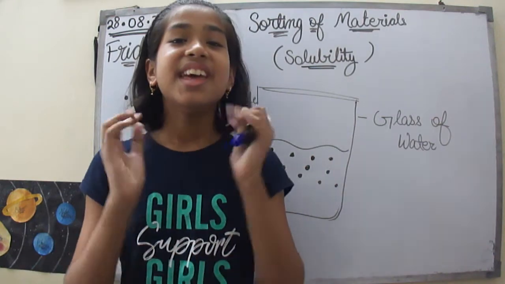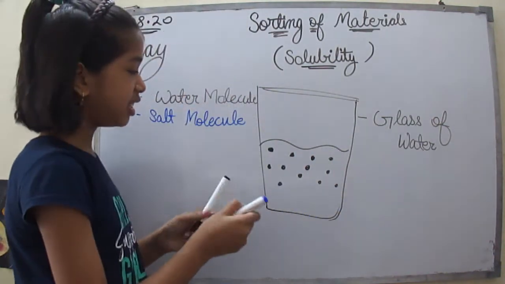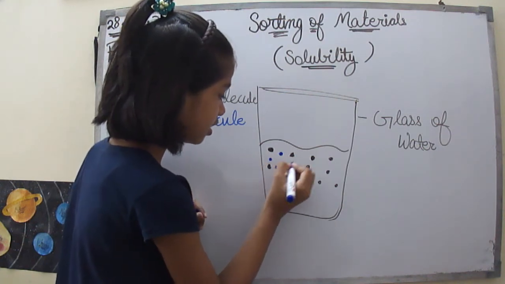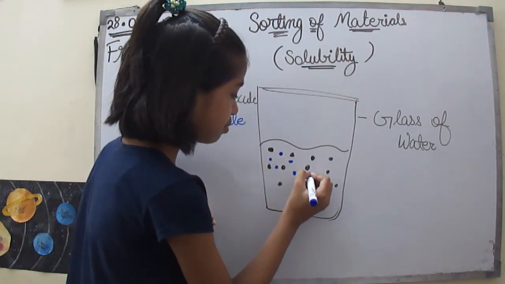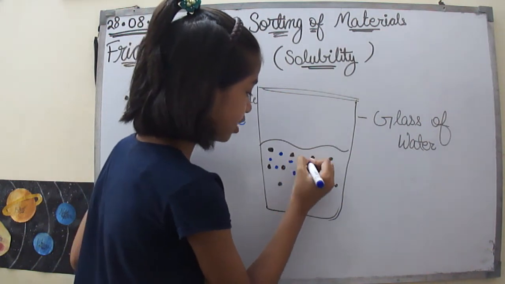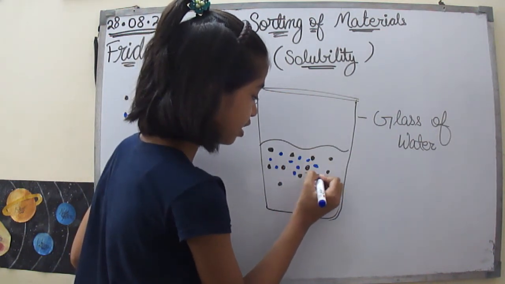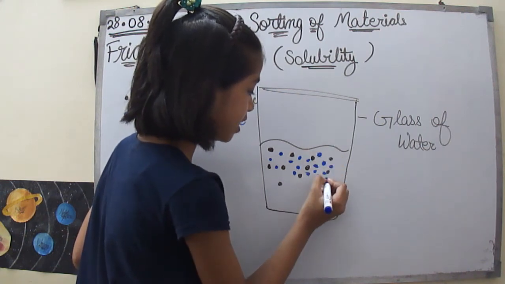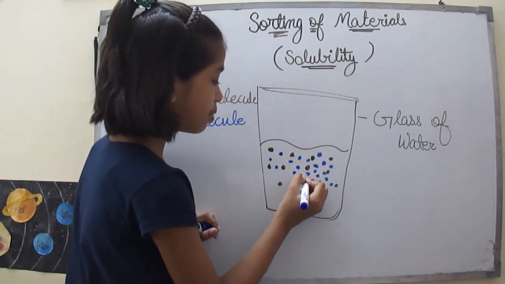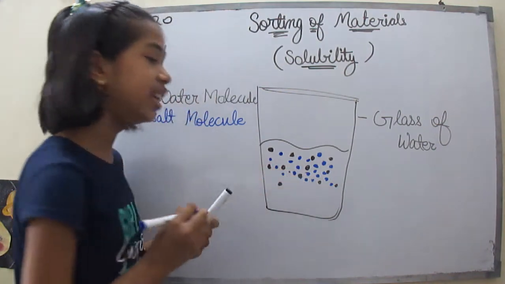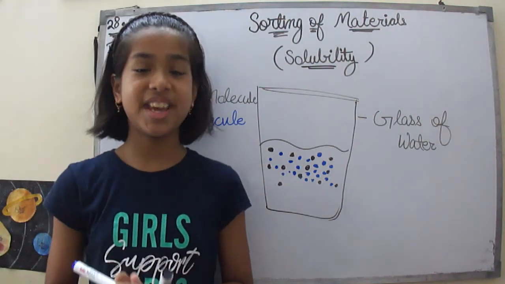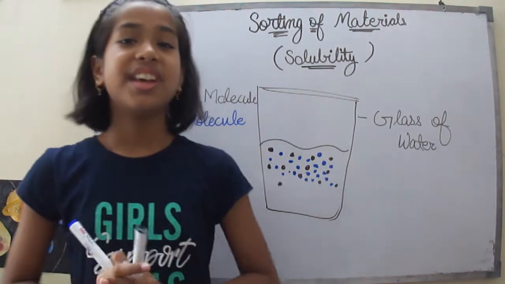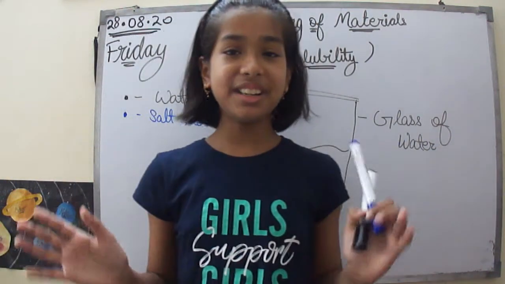That's because now this glass of water can dissolve more salt. Let's represent the blue dot as the salt. So these salt molecules occupy the space between the water molecules, and that's why the level of the water doesn't increase. So I hope that it is clear.